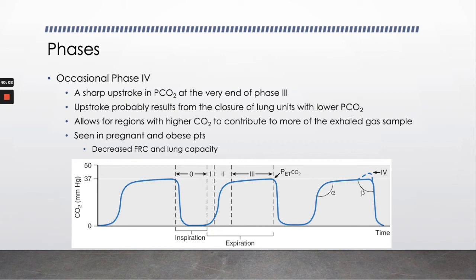And it allows for regions with higher CO2 to contribute to more of the exhaled gas sample. So that's why you see that little increase at the end. Now, this is seen in pregnant and obese patients, and that's usually due to decreased FRC and lung capacity. Whether it's called an occasional phase 4 or a phase 4 prime, like a phase 4 with an apostrophe up there right after the V, it just depends on the author and who's writing the paper or the book.